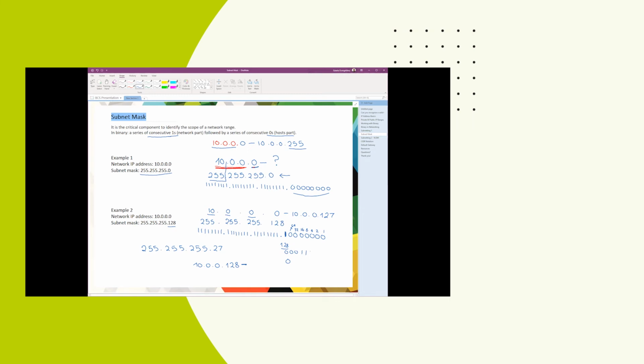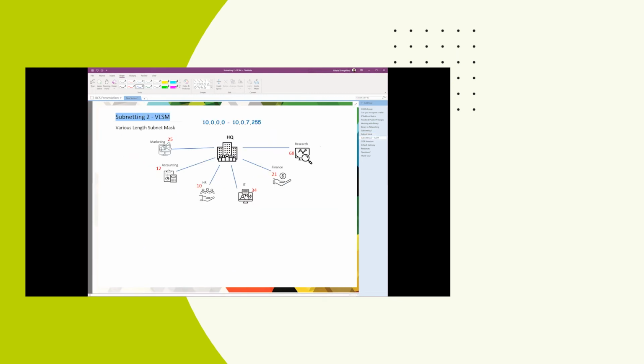We will need another one here, and 0, let's say here, and 1 here. So can you see we haven't got a number of consecutive ones and zeros. So this is not a valid subnet mask. We need all the ones to be together and all the zeros to be together. Okay. Let me go to the next slide and let's do this properly now.